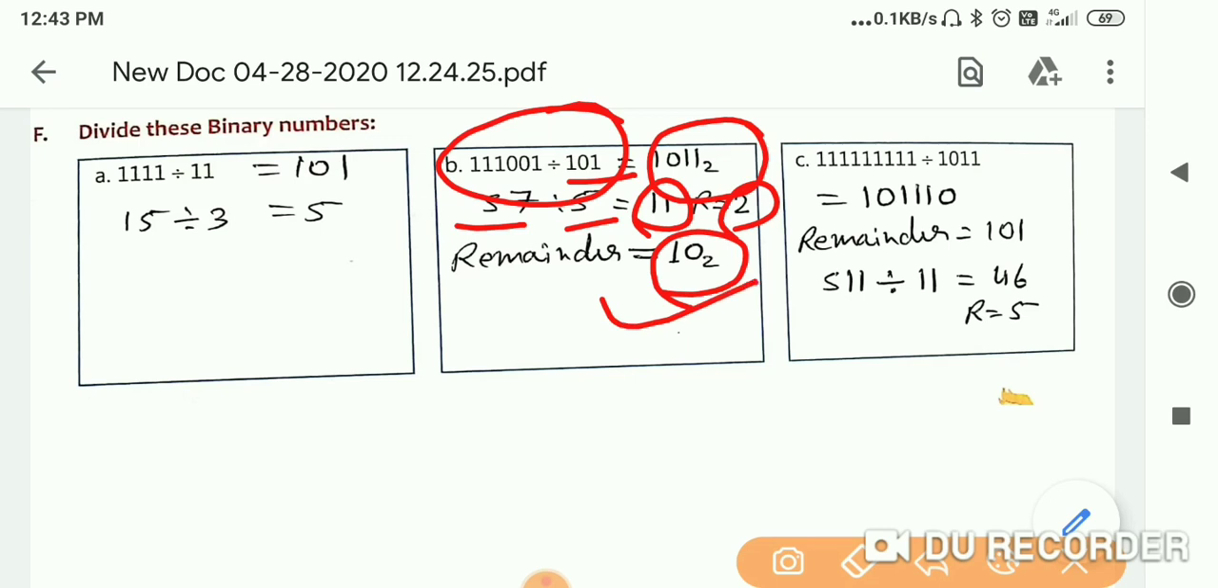Now in the third one, the first number is divided by the second number, the answer becomes 10110, and in this also the remainder becomes 101 in binary. And the number, when it is converted to decimal, the number is 511, and the second number is 11, and when the first number, that is 511, is divided by the second number, the answer becomes 46. Means quotient is 46 and the remainder is 5.